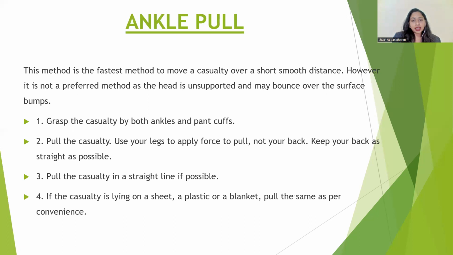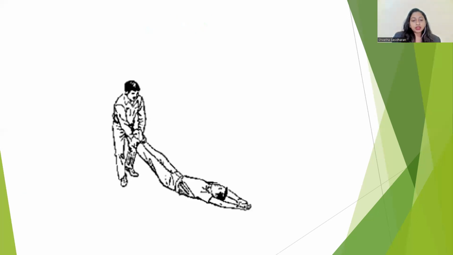If the casualty is lying on a sheet, blanket, or plastic, try to take that along as well when you are pulling them out. It will be something like this. That is why it is only for a very short distance, just to remove them to a safer zone, because the head is not in a very safe position.